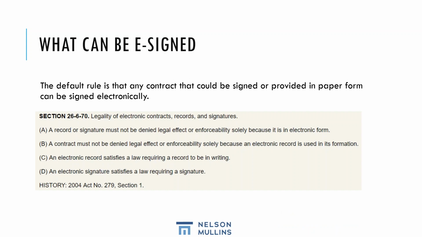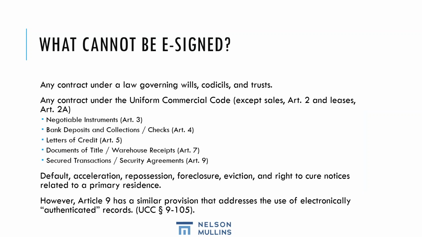When we talk about what can be e-signed, in essence, anything can be e-signed unless it's subject to certain restrictions in the Uniform Commercial Code, mainly negotiable instruments under Article 3, bank deposit agreements and collection agreements, and then secured transactions under Article 9, meaning security agreements.